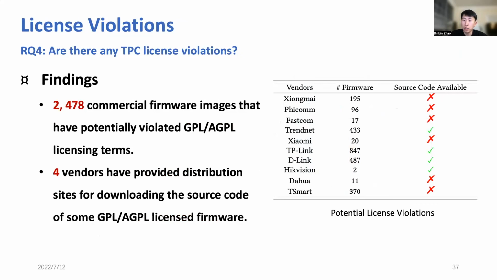Finally, we analyze the license violation problem in IoT firmware. It's a very critical problem because it will introduce legal issues. We mainly study the GPL and AGPL licenses. We find 2,478 commercial firmware images that have potentially violated the GPL and AGPL licensing terms. We also find 4 vendors have open sourced the source code of some licensed firmware, but we still cannot find the source code of all firmware images which should be open source.